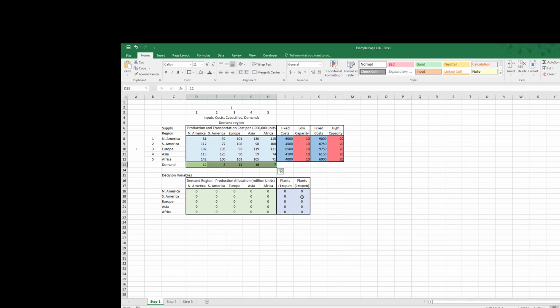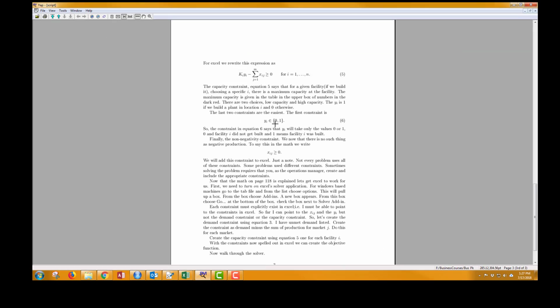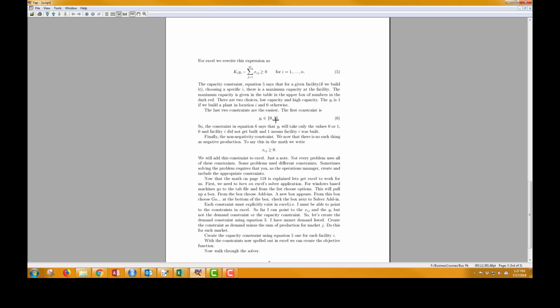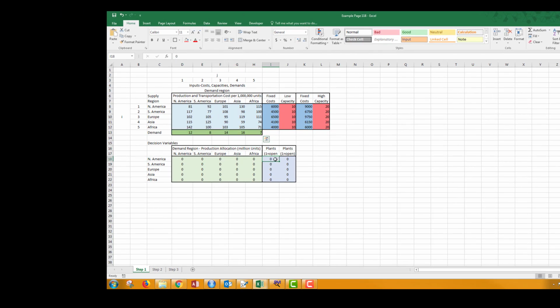The last 2 constraints are relatively easy. The first constraint is given here. It says y sub I is out of this set. It's either 0 or it's 1. Which, again, that's the reason we gave it the name binary. It only is one of those 2 numbers, 0 or 1. The constraint in equation 6 says that if I take a value of 0, we did not build facility I. If it takes a value of 1, we did build facility I. And again, over here in Excel, my Y sub i's are down here in this light blue box in the lower box of numbers. And Excel will work to choose these numbers.